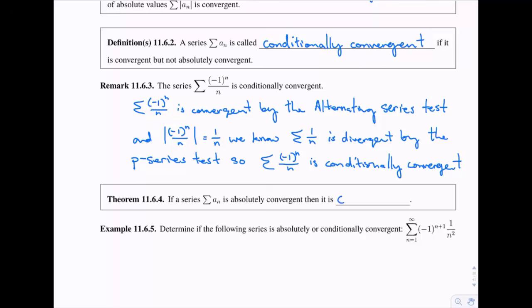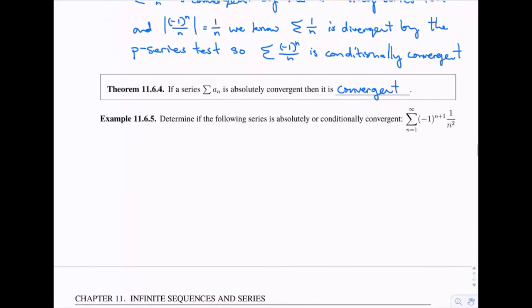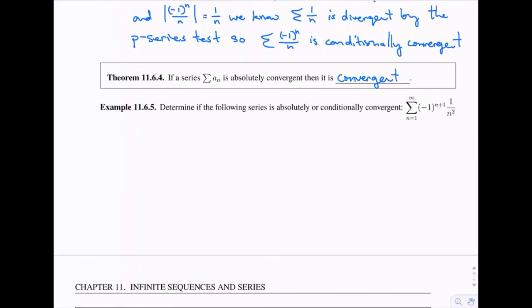So why do we care about absolute convergence? Well, if a series is absolutely convergent, then it is convergent. So in some sense, absolutely convergent is a stronger condition. Everything that's absolutely convergent is then convergent itself. So if you can prove something is absolutely convergent, you've proven that it's convergent.